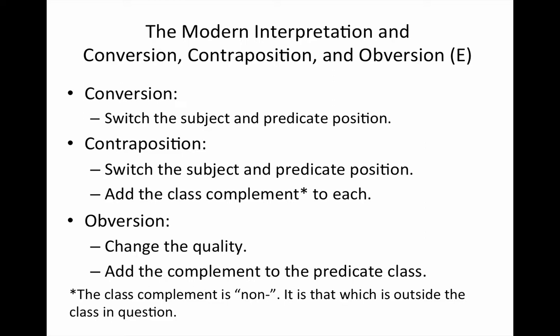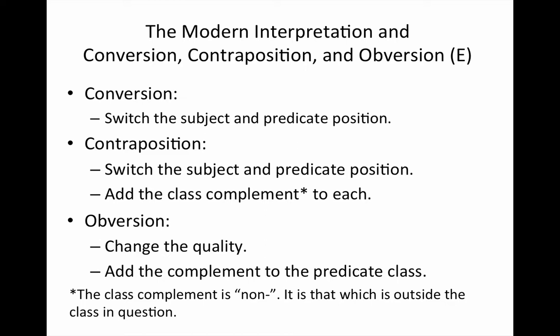So what do you do when you convert a claim? You switch the subject and predicate positions. What do you do when you contrapose a claim? First, or not necessarily first, but it makes more sense in some ways when you're writing things out, you switch the subject and predicate positions and then add the class complement to each. The class complement is articulated with the prefix non, and that tells us that we're talking about what is outside the class in question. And then obversion is valid for all four claim types.